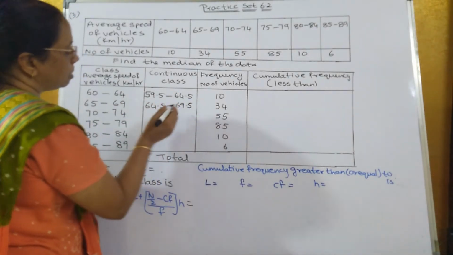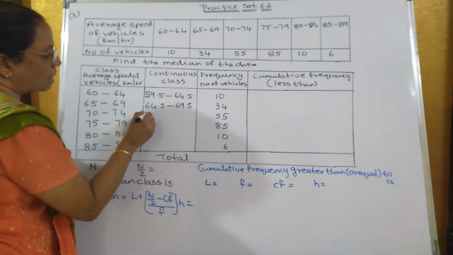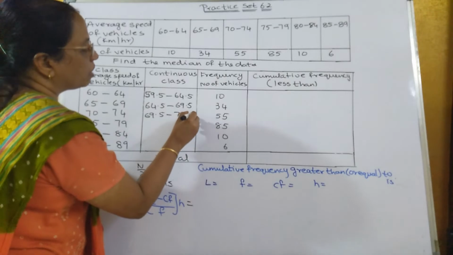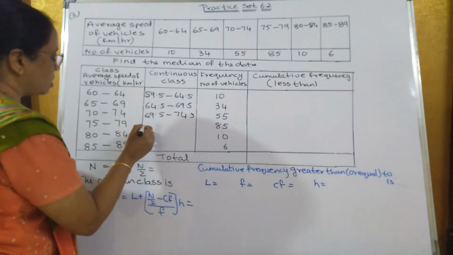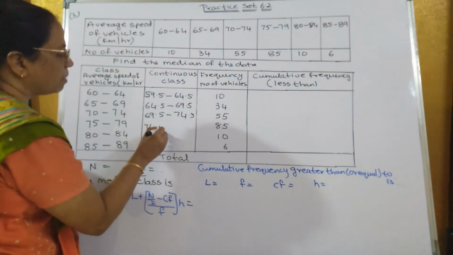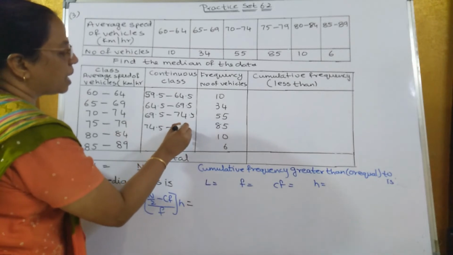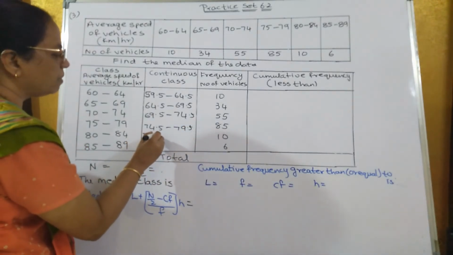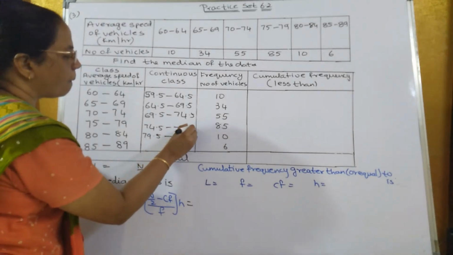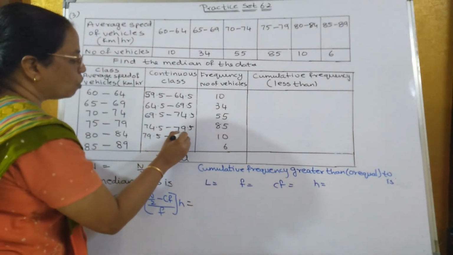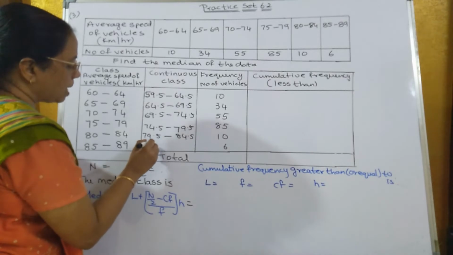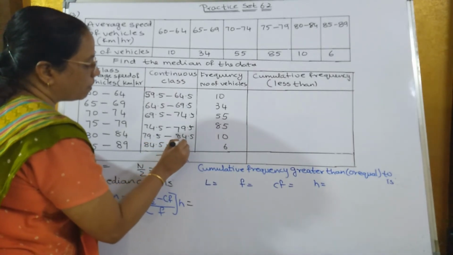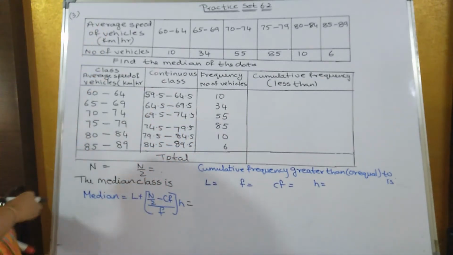Next will be 69.5. Once you get one, writing the rest is easy. The next one will be 69.5 and 74.5. Next one is 74.5 and 79.5. Next one is 79.5 and this will become 84.5. The last one will be 84.5 and 89.5. So now the class has become continuous.